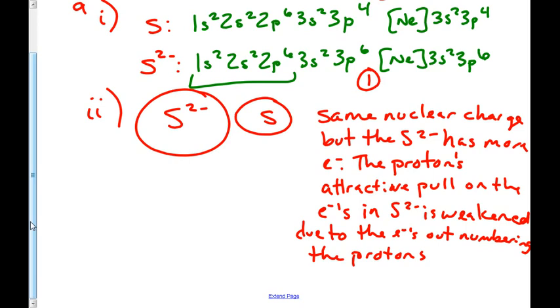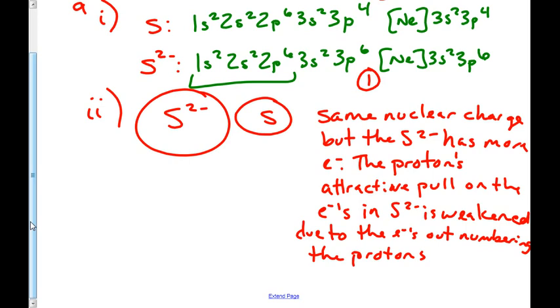I said there's a different way you can go about it. It says the nuclear charge is the same for both, but the 8 valence electrons in the sulfide ion experience a greater amount of electron-electron repulsion than the 6 valence electrons in the neutral sulfur atom. This extra repulsion in the sulfide ion increases the average distance between the valence electrons, so the electron cloud around the sulfide ion has a greater radius. The electrons aren't able to be pulled as well by the protons.